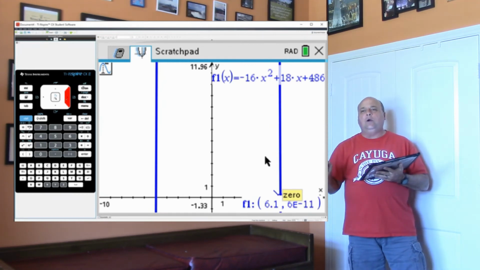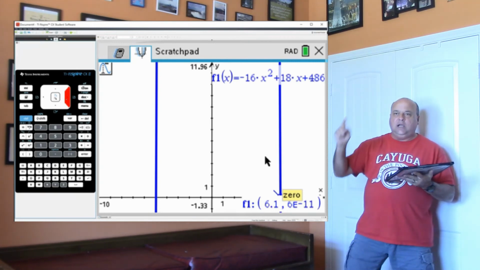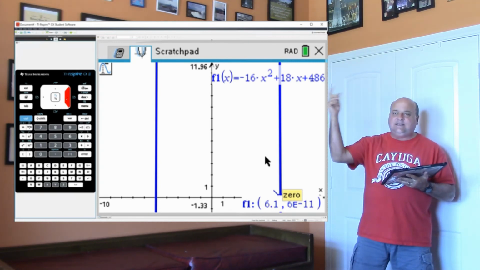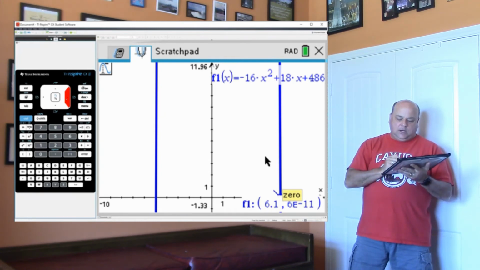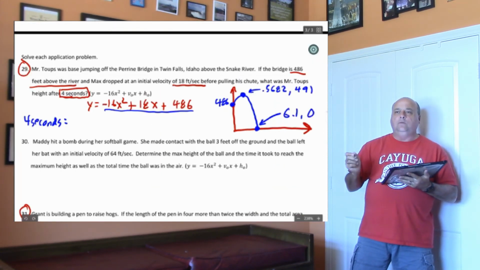So this is a square root answer using the quadratic formula. This would not factor, okay? But at 6.1 seconds, I'm going to hit the water. So I'm going to go to here, and this is 6.1 comma 0.